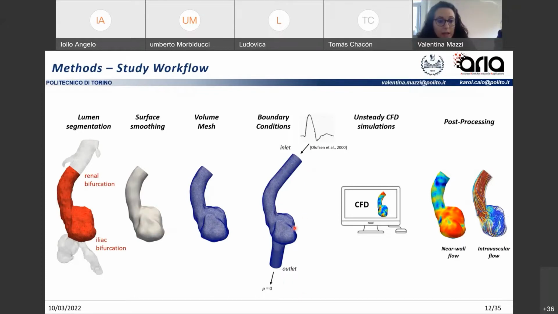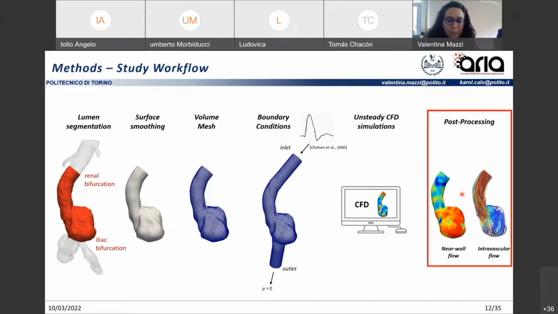Then we searched the literature for the boundary conditions to be applied to the inlet and outlet sections of our model, and then we proceeded to perform the unsteady, transient CFD simulations using an open source code based on finite element method. And the final step, which is the one that we will be discussing more in detail in our presentation, is the post-processing, which of course focuses on the characterization of the hemodynamics inside the abdominal aortic aneurysm, both in terms of near wall and intravascular flow.